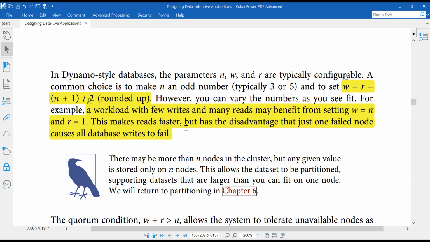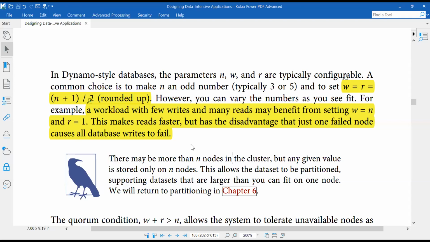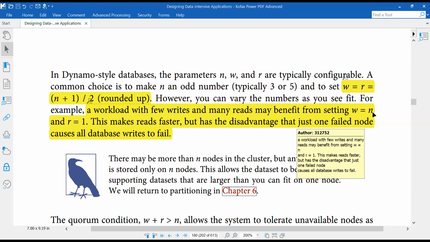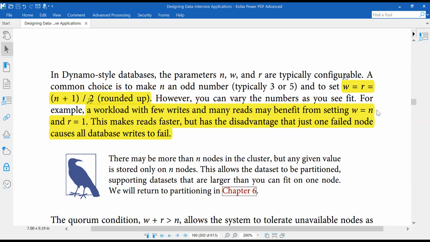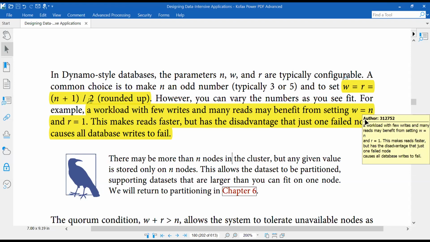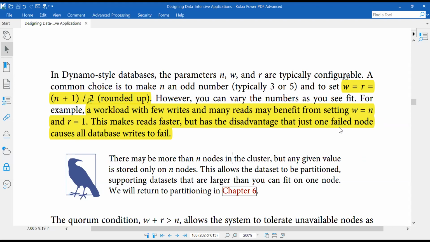But this statement, I get it. The reads are faster because the minimum number of acknowledgements we want is just one. We just want one node to give us the acknowledgement, so we are happy with that. But here it says the disadvantage is that one failed node causes all the database writes to fail. So think about what happens: out of N nodes, one will fail. Okay, now I got it. The minimum acknowledgement for writes is actually the number of nodes. So if there are 10 nodes, it has to wait for all the 10 nodes. So even if one fails, the acknowledgement overall will be a failure.